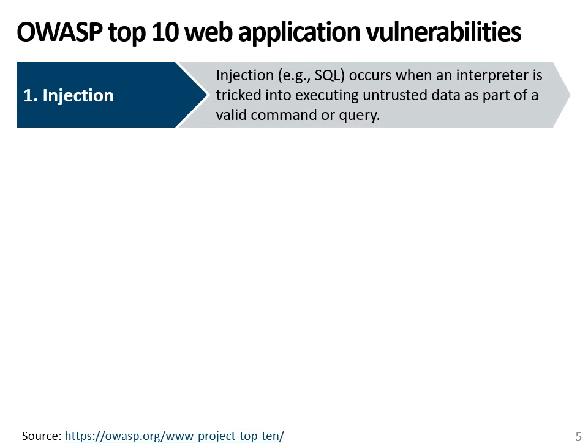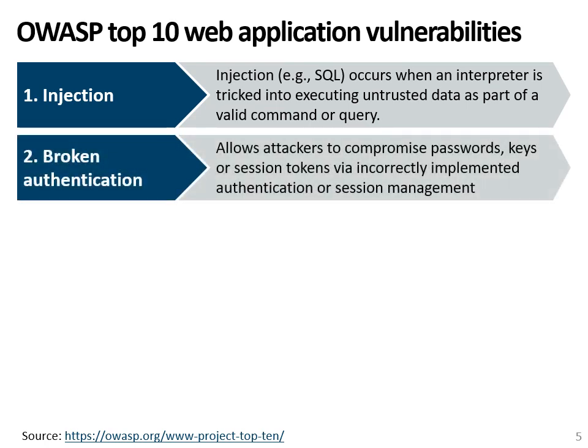The first one is injection. Injection, such as for example SQL injection, can be used to trick an interpreter to execute untrusted queries. This could, for example, be used to execute SQL queries that were not intended by the developers and in that way obtain sensitive information from a database or even alter the database or remove data. The second one is broken authentication. In this case, an attacker can compromise passwords, keys, or session tokens and in this way enter the system without proper authentication.